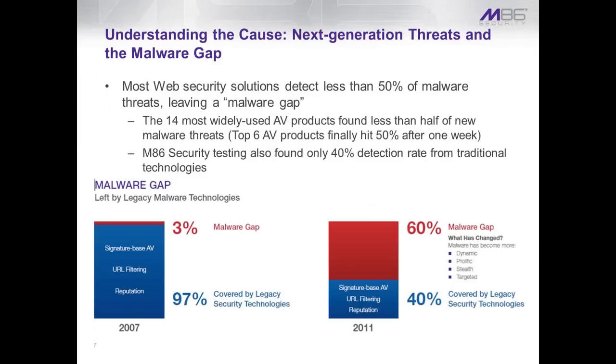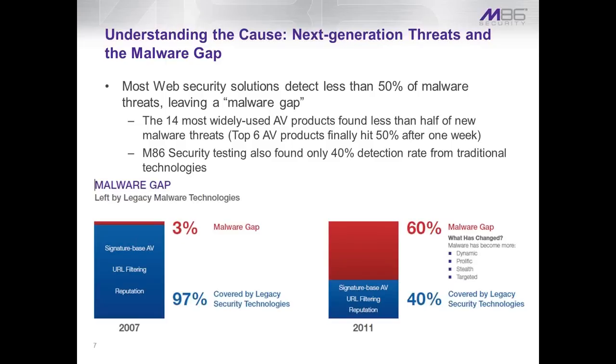So let's start understanding these next-generation threats and what we call the malware gap. This is our terminology. Most web security vendors offer solutions that detect less than 50% of next-generation threats before they enter an organization's network, leaving a malware gap, in virtual quotes, on networks and PCs.